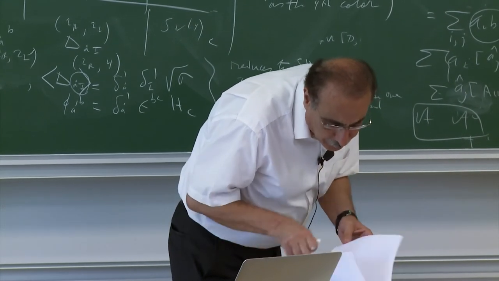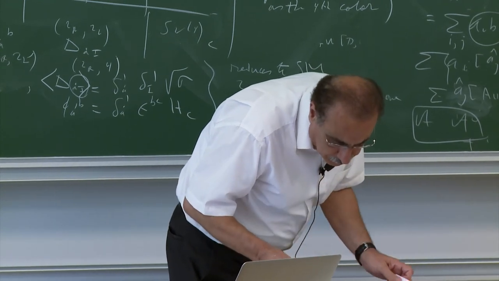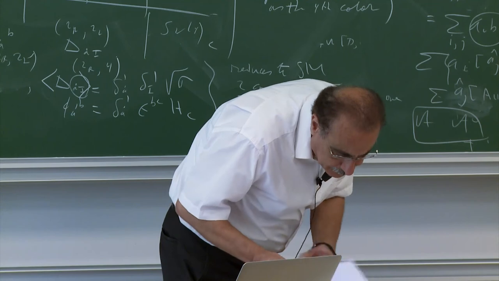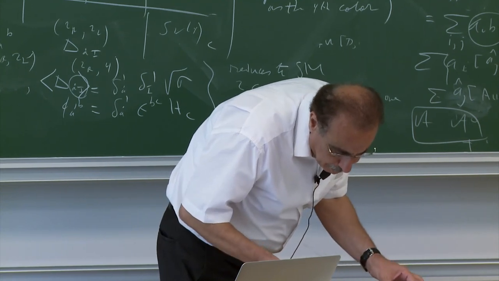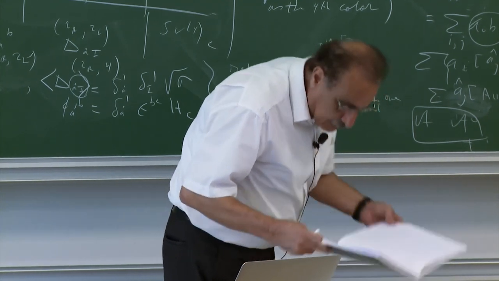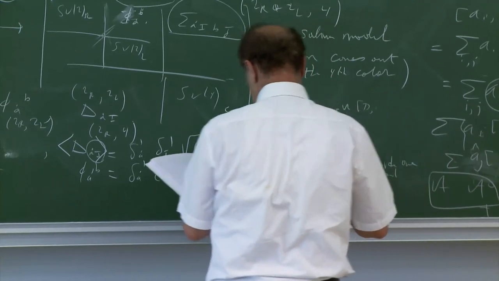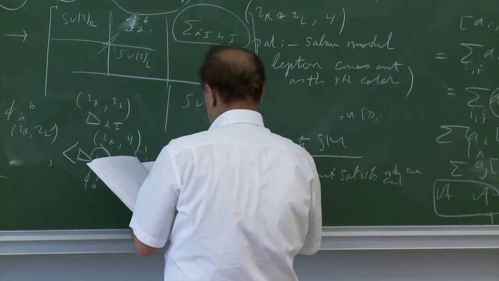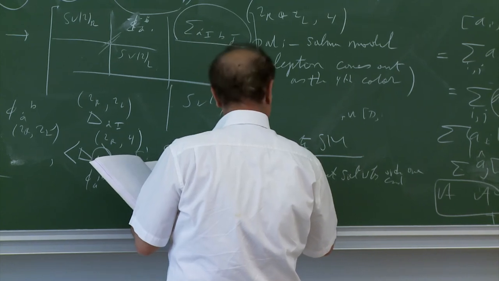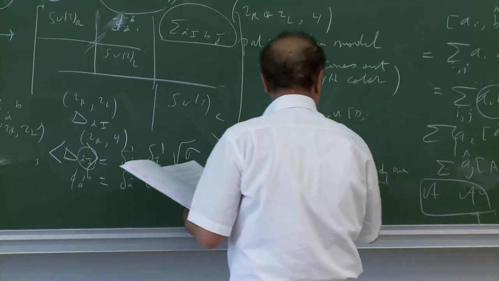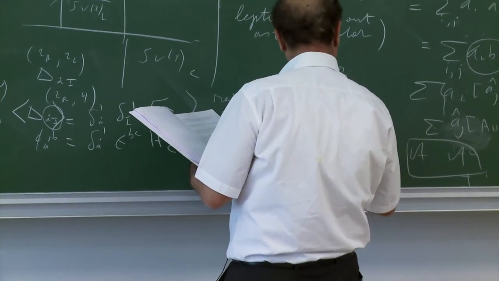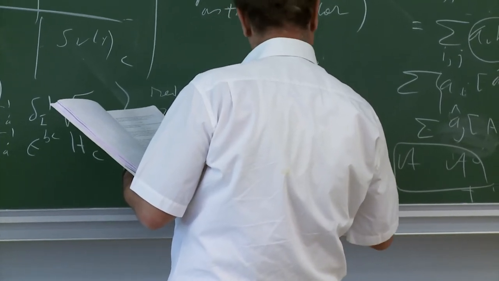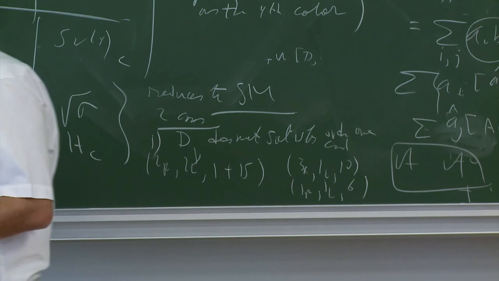It's what, two right, two left, and 15, and you know. So, I write them. Yeah, I have written them actually. Two right, two left, 1 plus 15, 3 right, 1 left, 10, 1 right, 1 left, 6, and so on. So this you can have.